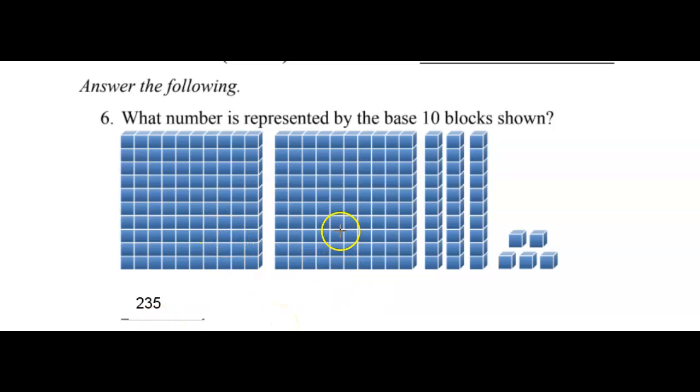Remember, you just need to count what you have here. So you count all the flat ones, you write that number down, you count the rods, you write that number down, and then you count the singles and you write that number down.